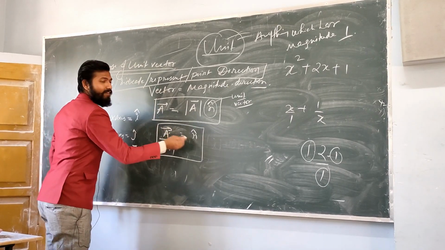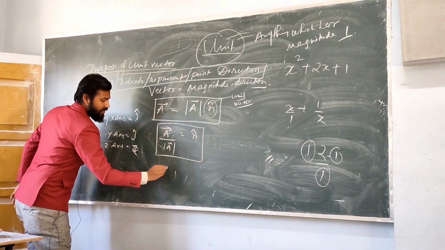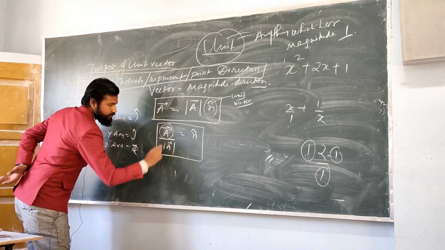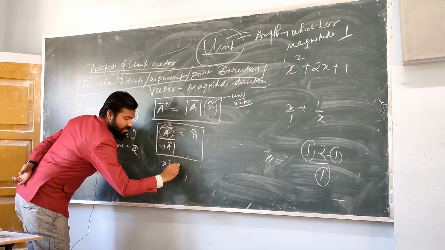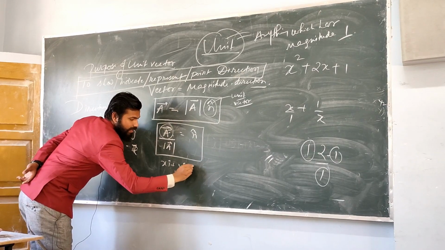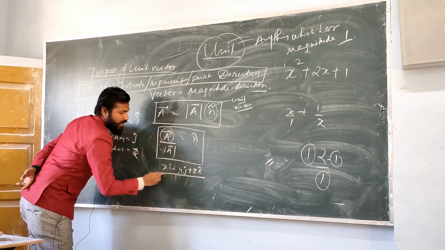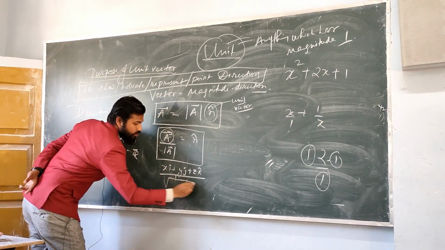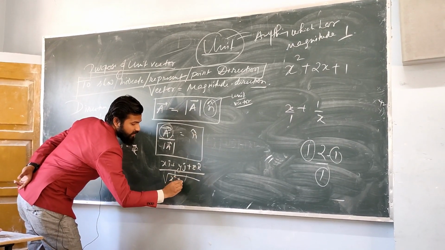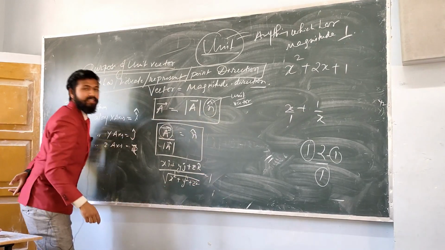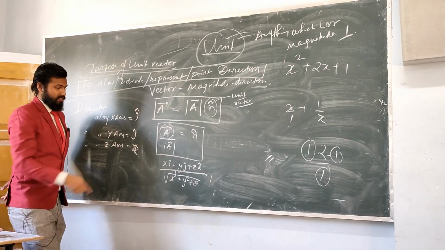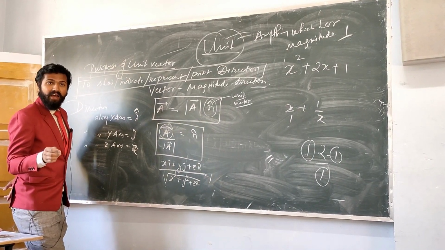And what is this vector a? How do we represent it? Come on, write down. Therefore, in place of this, I can write x i cap plus y j cap plus z k cap. And in place of magnitude, what can I write? Root x square plus y square plus z square. How's that? Clear? समझ में आ रहा है ना? Okay.